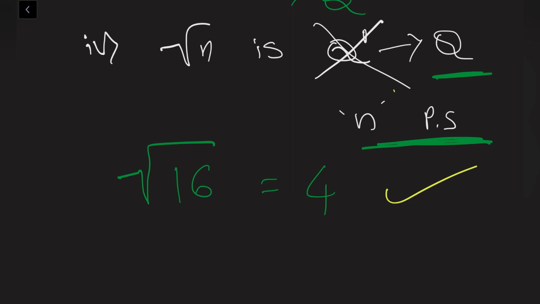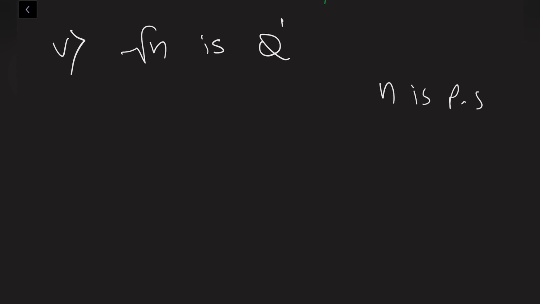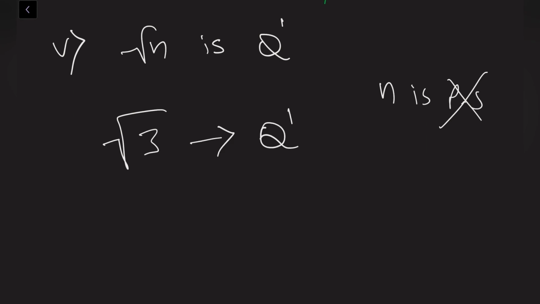Next, come to the fifth statement. Root n is irrational if n is not a perfect square. Let us check once. For root n, we need to take anything which is not a perfect square. So 3 is not a perfect square. Now root 3, obviously this is an irrational number only. So this statement is also correct.